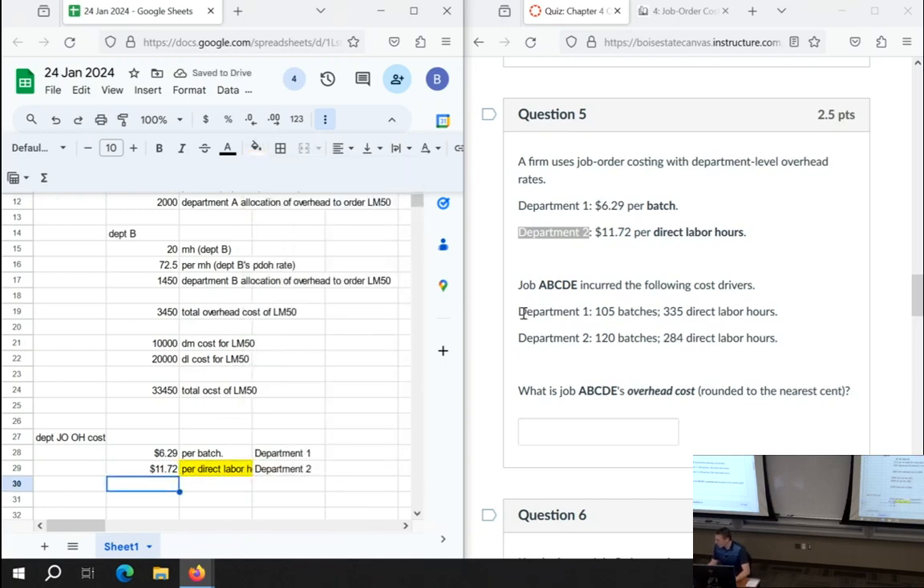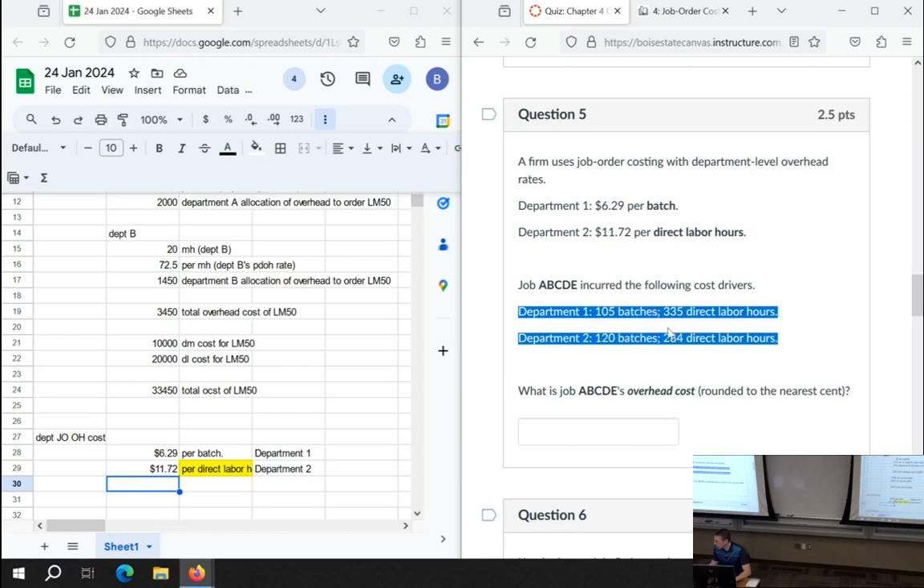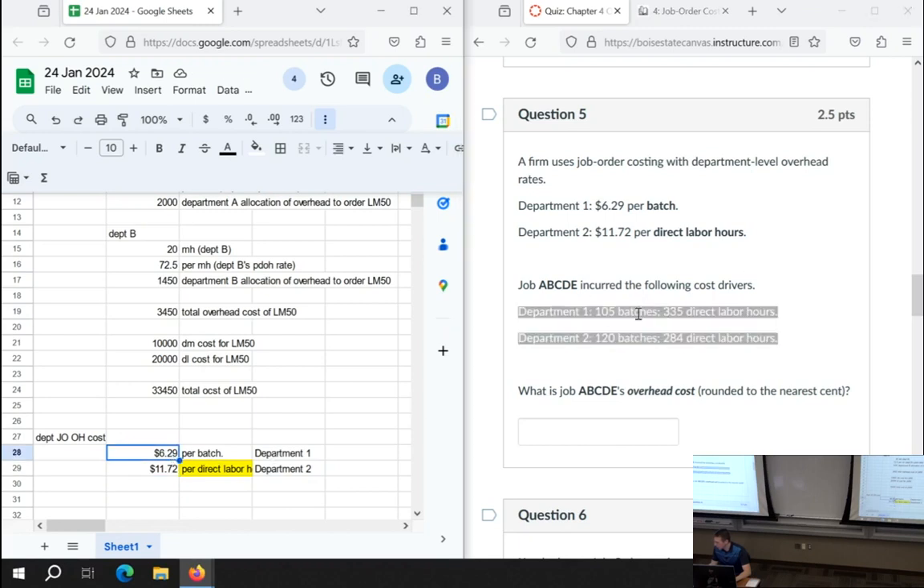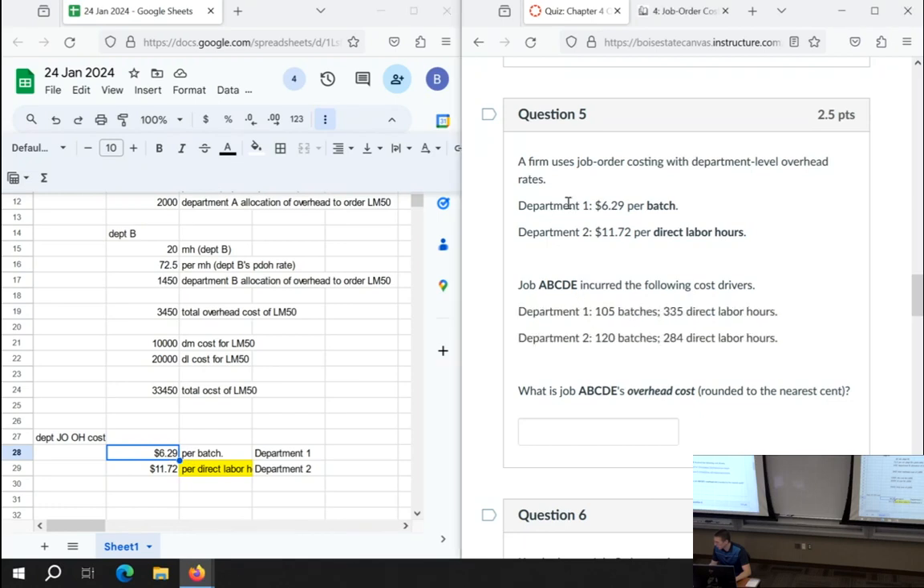All right. And so now what I need to do is I need to say, well, which of these four numbers do I use? I'm going to multiply this by something, but I can't multiply by all four. It's one of these four. So department one, it's per batch. So I'm going to take department one's batches. So job absentee went through department one, required 105 batches. I don't know what that means. Maybe department one involves kilns and they have to go through a certain number of batches through the kiln. Maybe it involves paint and they have to go through the paint station in batches. And depending on the nature of the job, I can do it in more batches or fewer batches. Regardless, they consumed a certain number of batches in department one.